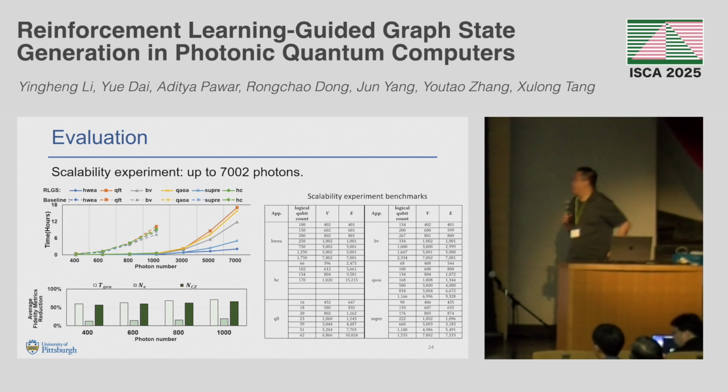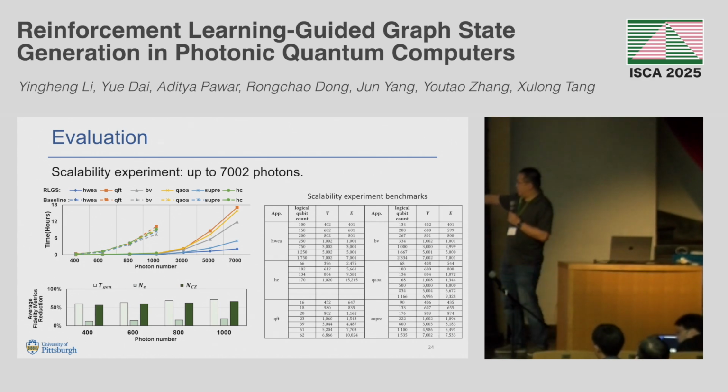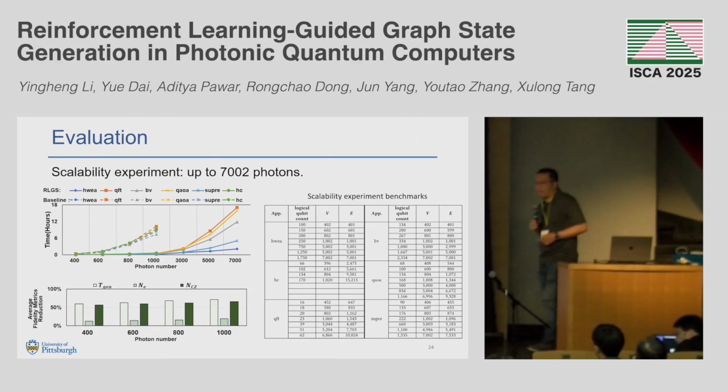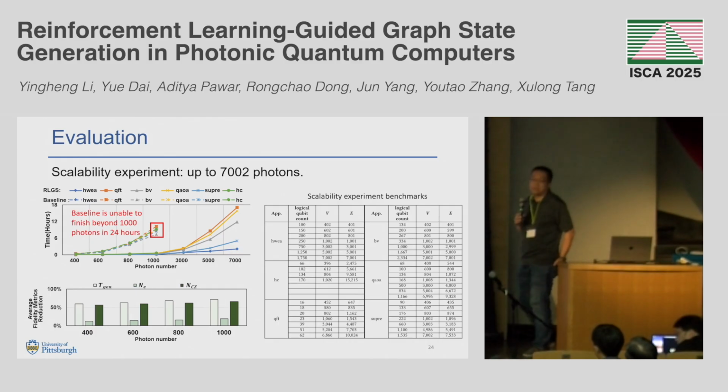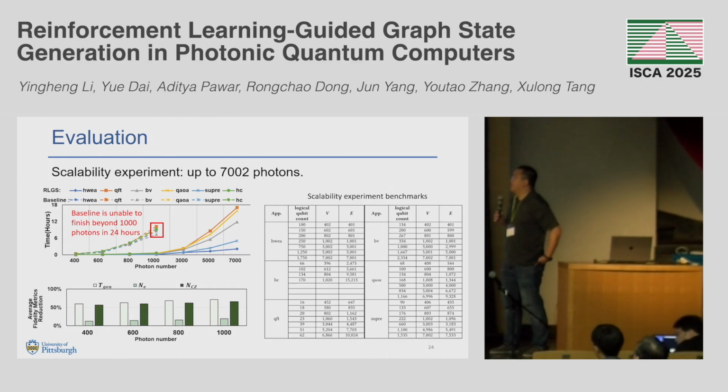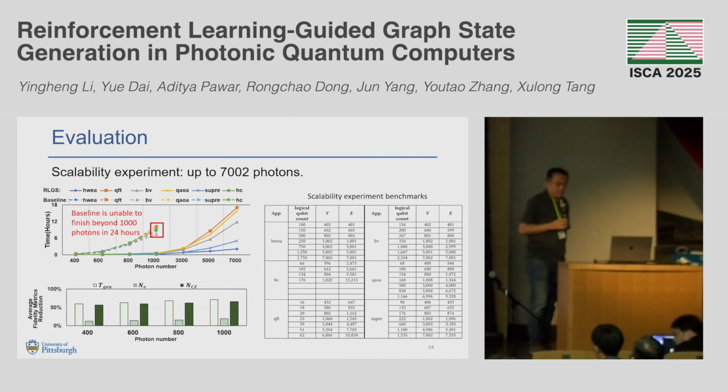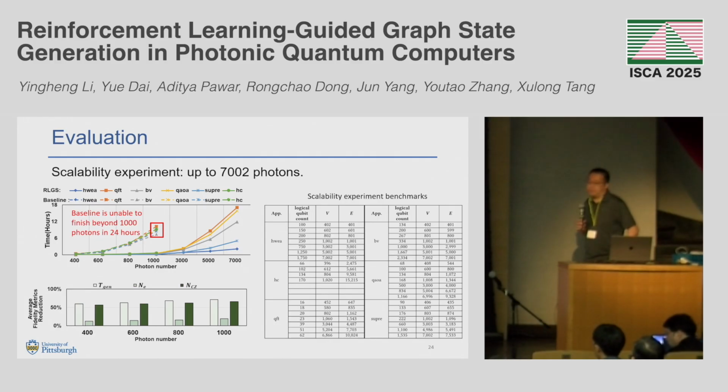And scalability. Showing here is the benchmark set we use for scalability in terms of logical qubit count and the graph state number of nodes and edges here. The top figure shows, when we scale the number of photons, how long it takes to find the generation sequence. We use 24 hours as a deadline there. As you can see, for the stabilizer-level solver, most of them beyond 1,000 cannot be finished in 24 hours. But using reinforcement learning and GNN, we're able to achieve a 7,000 photon graph within the 24-hour limit.